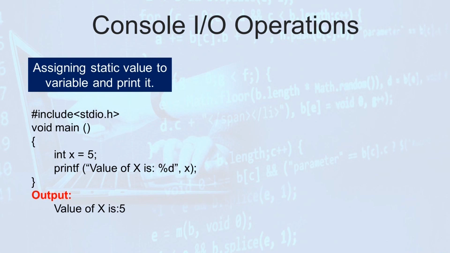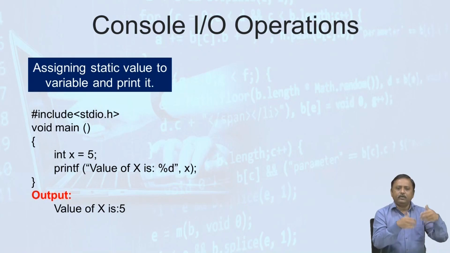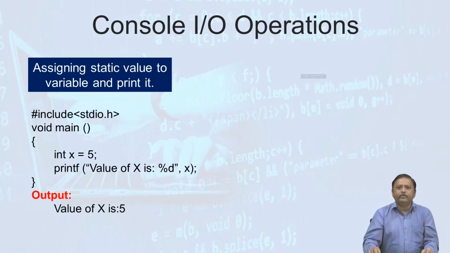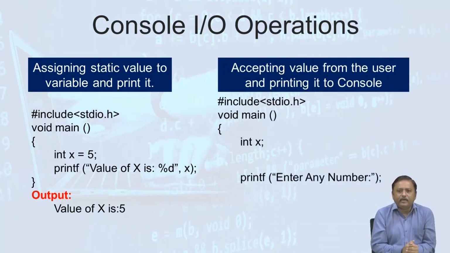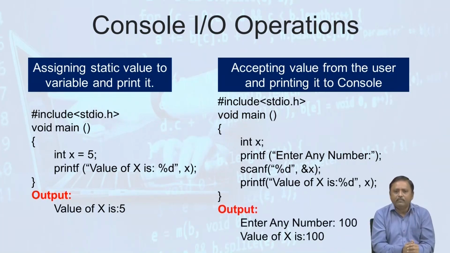But suppose I write integer x is equal to 10, then the output will be value of x is 10. Now the disadvantage of this method is that every time you have to modify the program to assign and print a value. The second way is to get a value from the user and then print it on screen. So this will result in dynamic values, right? So the second way is to accept a value from the user and print it to the console. Now we modify this program to do so.